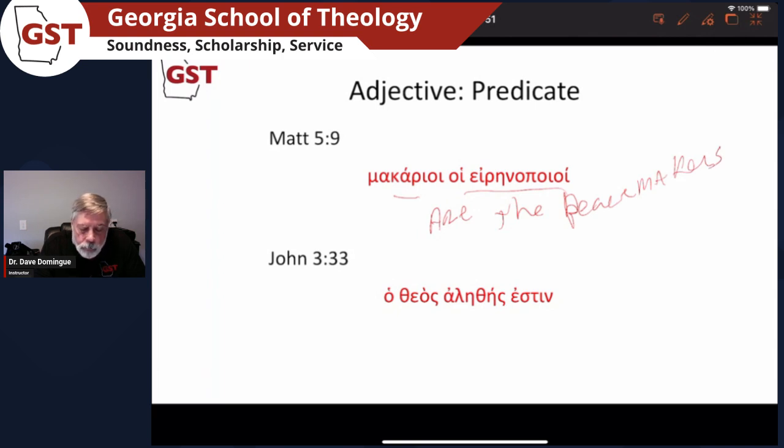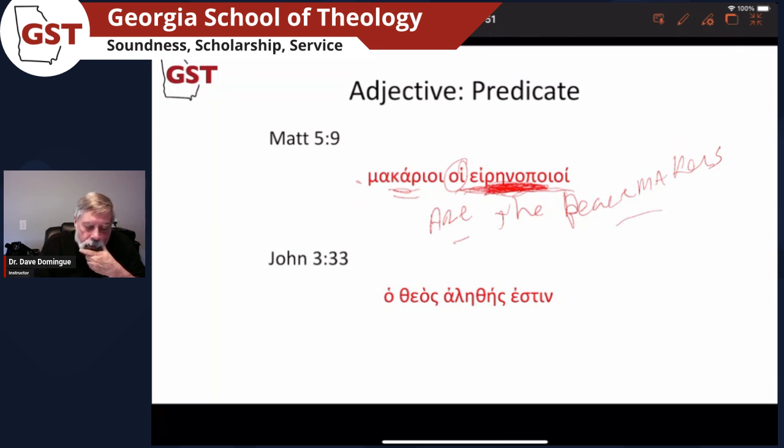Again, it's a bad example because I forget, eirenopoioi is an adjective. Makarioi is also an adjective, but similar to it being a noun. Here, the article is with the noun and not with the adjective. That makes it very simple. In this case, it's a bad example. There's a reason for this that I don't remember. But anyway, the blessed are the peacemakers.